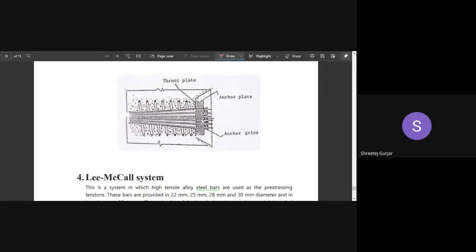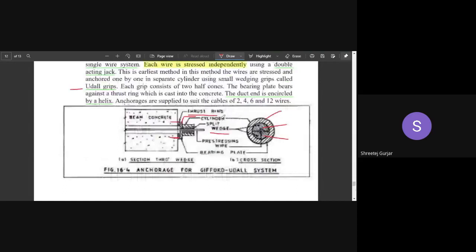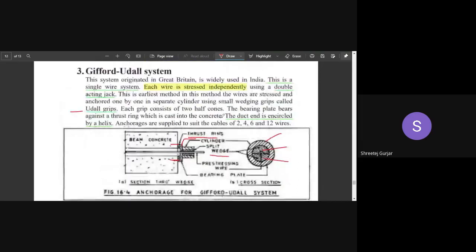So this is your thrust plate, as I have told you. This is your helical reinforcement. This is your trumpet, and individual strands, or individual wires, are anchored in place by using wedge grips. So this is how your Gifford-Udall system works. Each grip consists of two half cones, right? I have told you your wedge consists of two parts and not three parts, two half cones, and then you pass your steel through those wedges and you tension them.